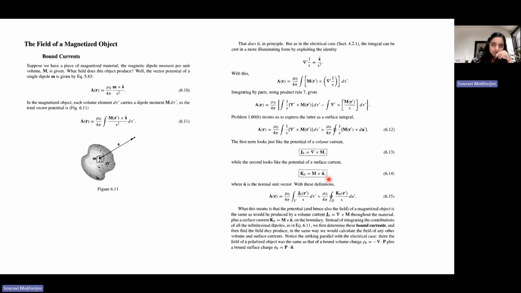Okay, so just as we had bound charges for a polarized object, here you have bound currents for a magnetized object. Now, the fields that are generated because of these bound currents are what change the effective field that you have when you put this object in an applied external field.